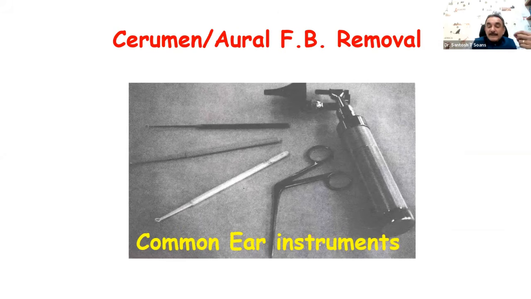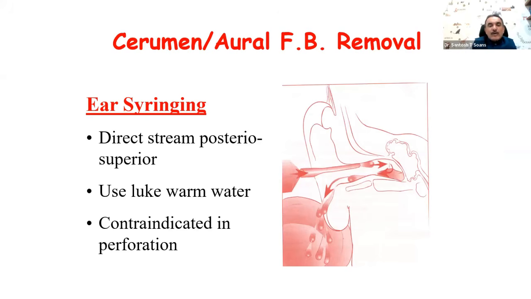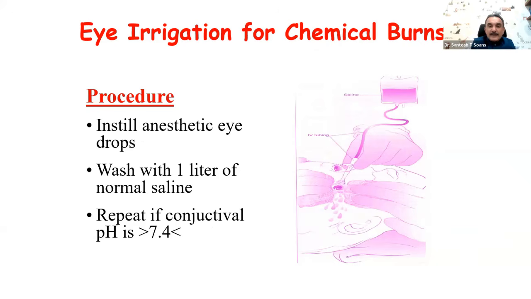Sometimes the kids put a foreign body into the ear. These are the common foreign body instruments which the ENT people use. If there is a lot of wax or a foreign body, you can put a direct stream of warm water into the ears, so that the water gushing out will displace the foreign body and bring it out. Make sure that you use lukewarm water, and if there is a perforation, it is contraindicated.